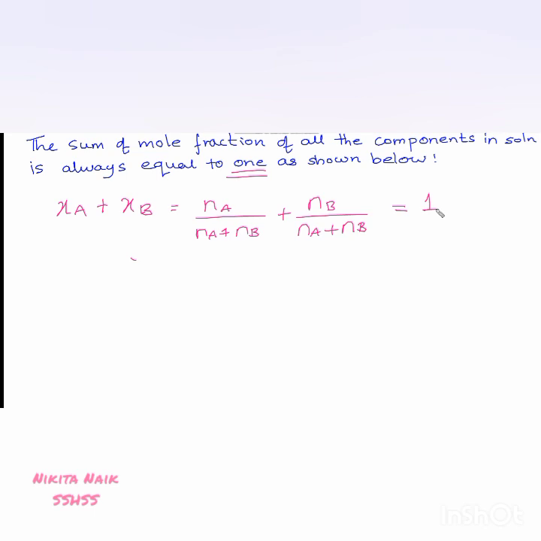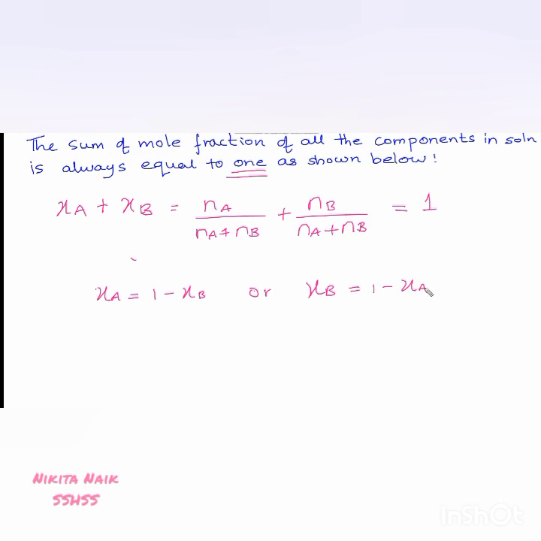Thus, if the mole fraction of one component of a binary solution is known, then the other can be calculated. For example, the mole fraction Xa is related to Xb as Xa is equal to 1 minus Xb, or Xb is equal to 1 minus Xa. You have to note that the mole fraction is independent of temperature.